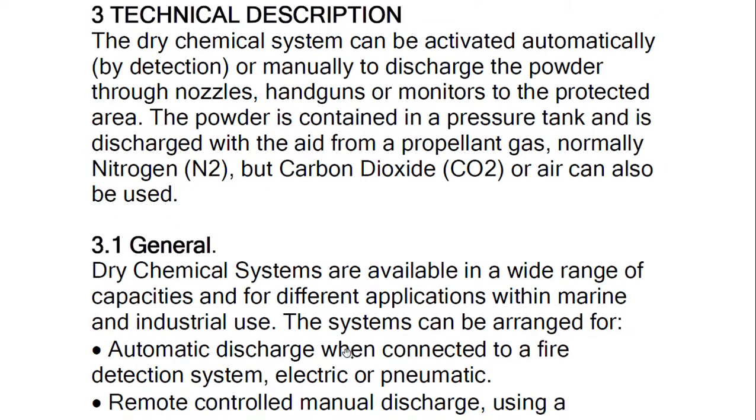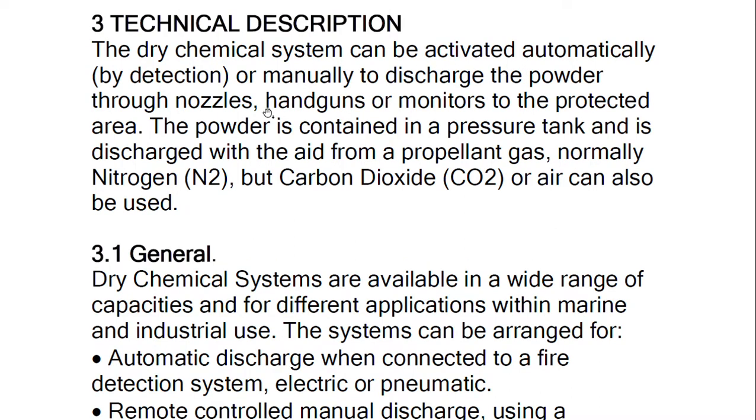Now, when we talk about the technical description, the dry chemical system can be activated automatically by detection or manually to discharge the powder through nozzles, handguns or monitors. We have already discussed the protected area. The powder is contained in a pressure tank and is discharged with the aid of a propellant gas, normally nitrogen N2, but carbon dioxide CO2 or air can also be used. So these are the propellant gases which we are using. CO2 I've already discussed in portable extinguishers, and N2, nitrogen, is used in fixed installations.